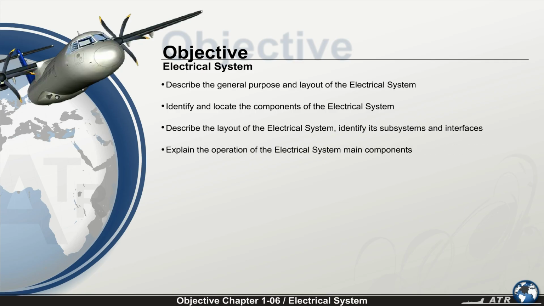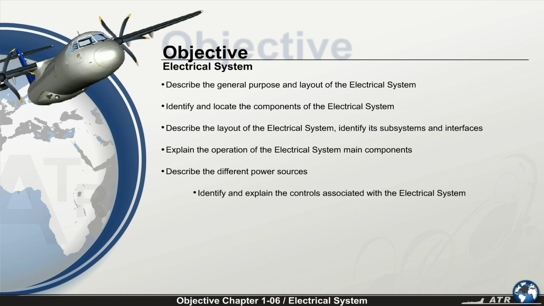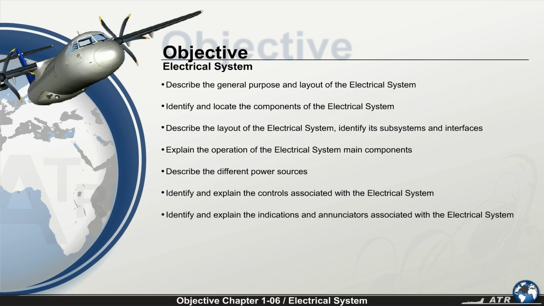Explain the operation of the electrical system main components. Describe the different power sources. Identify and explain the controls associated with the electrical system. Identify and explain the indications and annunciators associated with the electrical system.